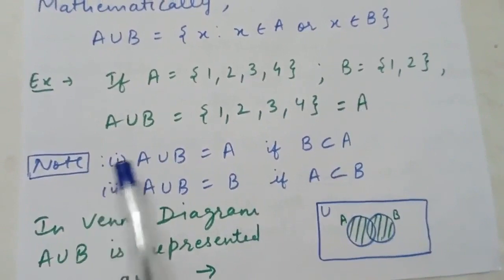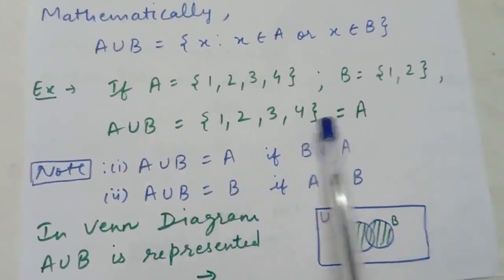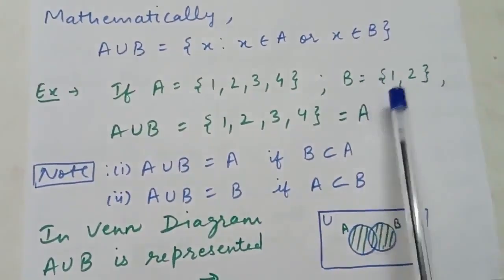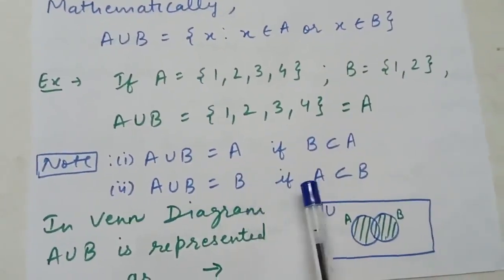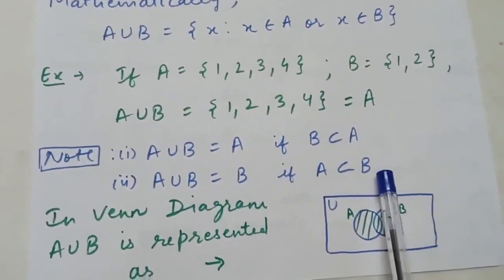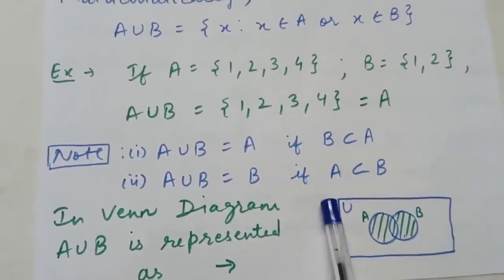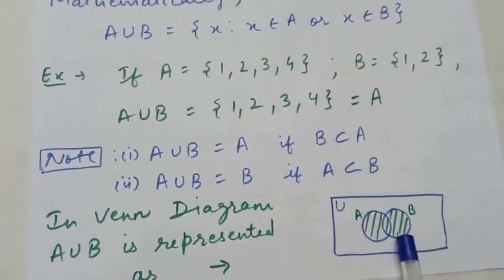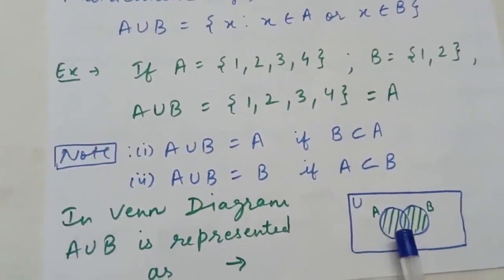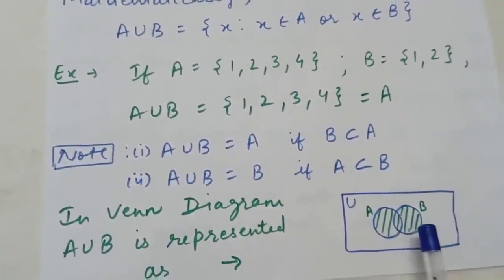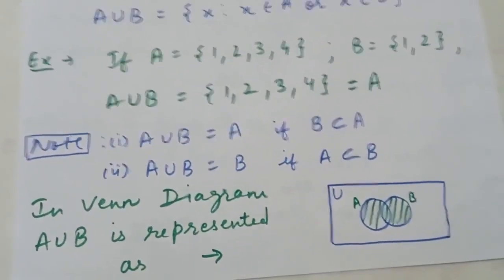This gives us the note that A union B is equal to A if B is a subset of A. Here A union B is equal to A, so we can clearly see that B is a subset of A. Second, A union B is equal to B if and only if A is a subset of B. In the Venn diagram, A union B is represented as follows: if this is my universal set, this is the set A, this is the set B, then the shaded portion is the A union B set, right? All the elements of A and all the elements of B. So this is the Venn diagram representation of the set A union B.